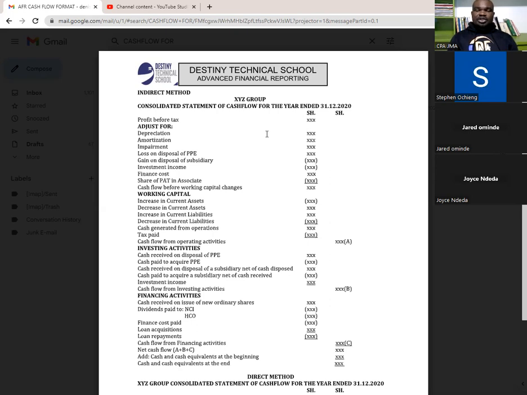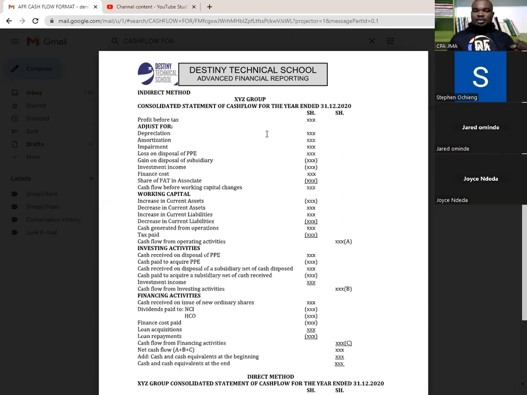Then amortization. I don't want you to cram, but you can master this. Once you bring profit before tax, you add, always let's start with the depreciation. I've never seen cash flow without depreciation. Whichever level I've seen cash flow, depreciation must always be there. So immediately you capture profit before tax, please always try to add back depreciation.